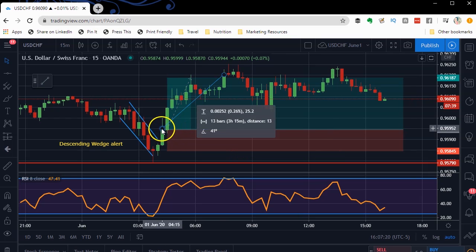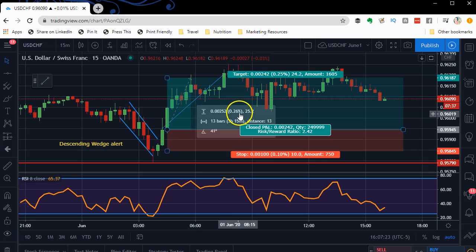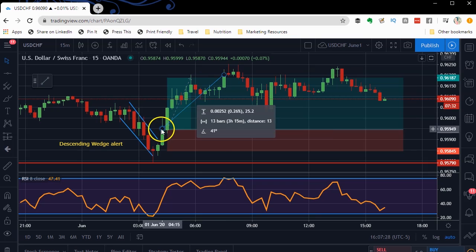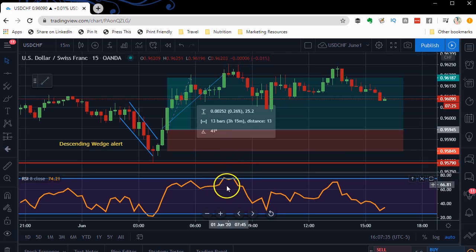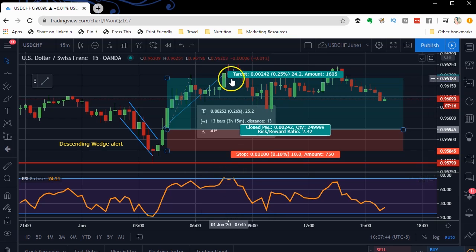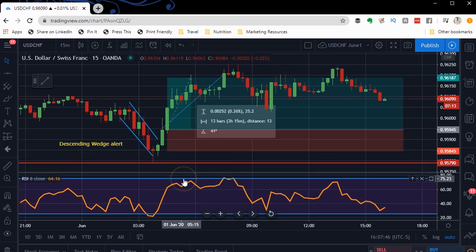And the move itself from that ideal entry, as you can see right here, was 25 pips from the ideal entry to the top of that last candle before it started going sideways. So again, if you're watching, the RSI was doing the same thing that the price action was doing. So it's confirming what you're seeing on the price action on the chart. And then it did end up going down further. So that would have been an ideal exit.